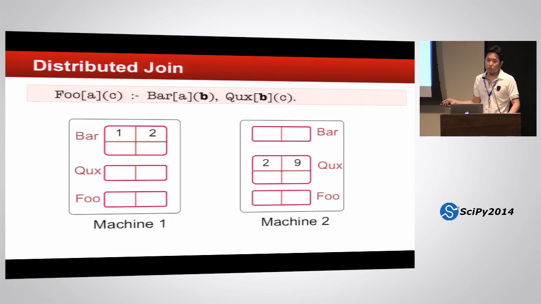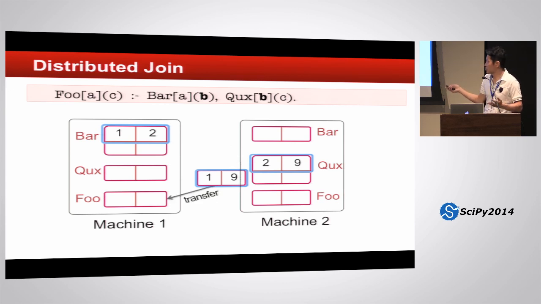So let's have another look at this example here. So these are distributed tables. So if you have 2 machines, the tables are partitioned into 2 and stored across these machines. For this tuple in bar table, we have a matching tuple in machine 2. So for this, you need to transfer this tuple to machine 2, which is automatically handled by the SociaLite runtime system. And we do the join operation on machine 2 and transfer the join result back to, well, wherever it should be stored, in this case, back to machine 1 and store in the right partition.